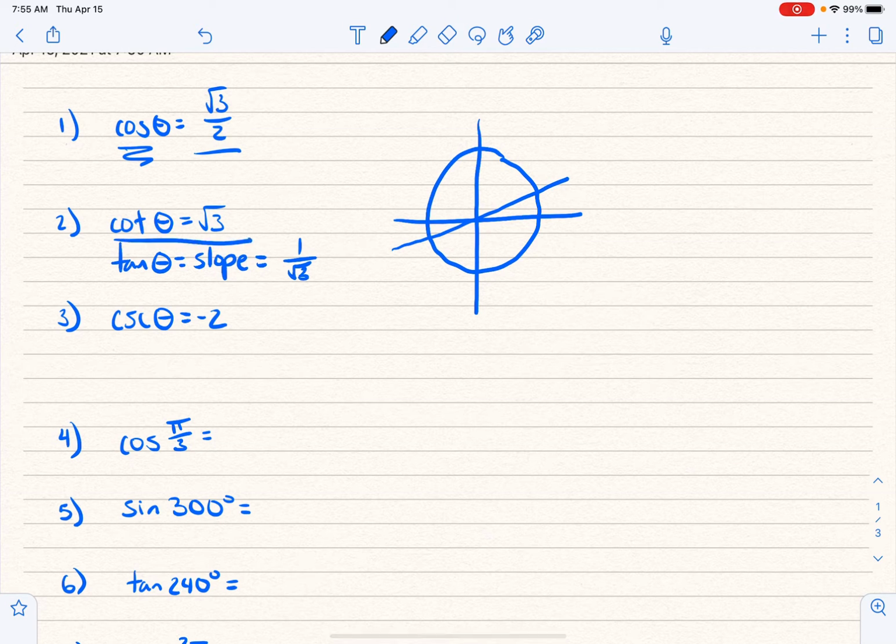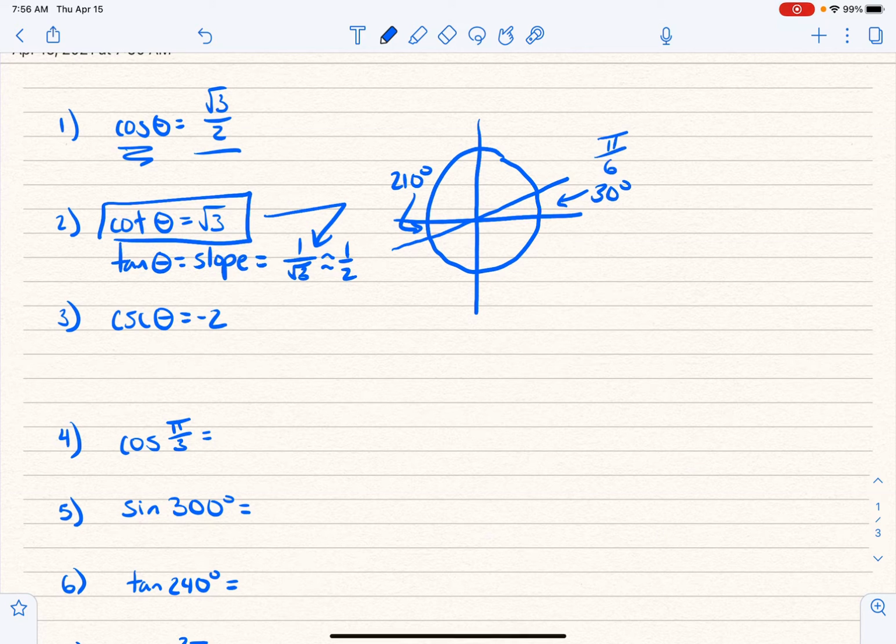Because if it's cotangent of square root of 3, then that means the tangent would be 1 over square root of 3, which, like I said, a really rough approximation is about 1/2. So that's a pretty gentle, non-steep slope. And so that's when I picture these right here. And so again, this right here is 30 degrees. This angle over here is 210, all right? And so 30 degrees is pi over 6, and 210 is 7 pi over 6. And so those would be the two angles. That's how I do that.